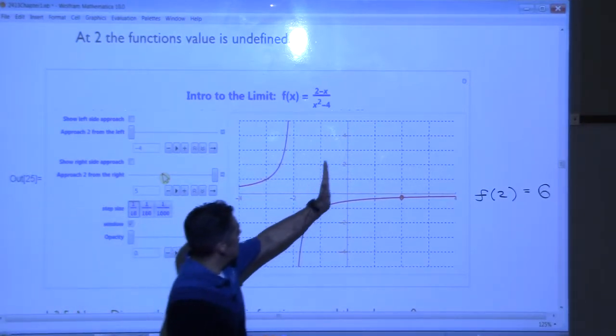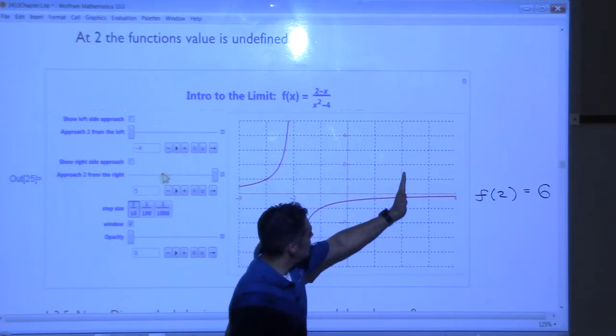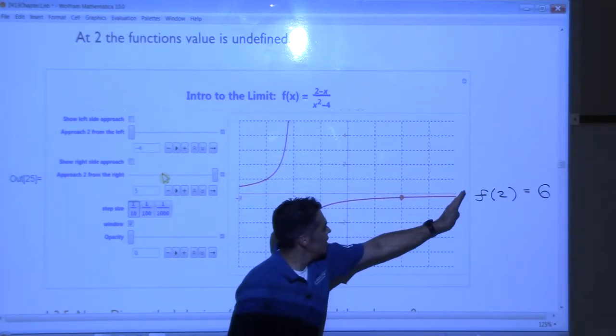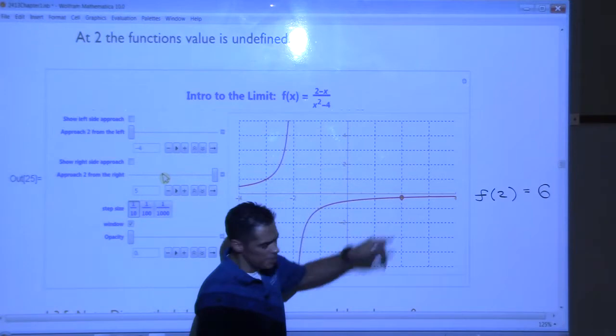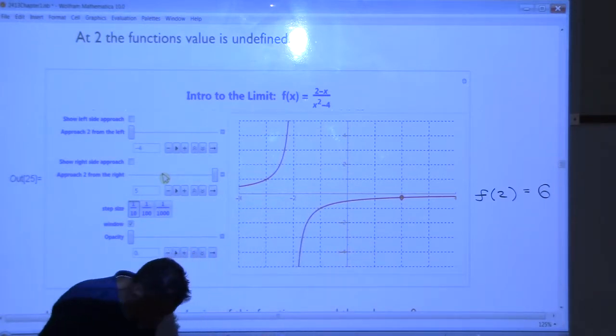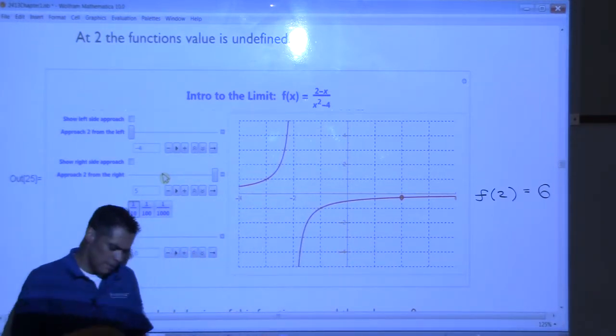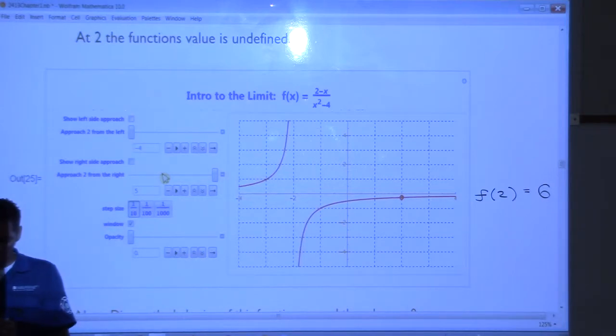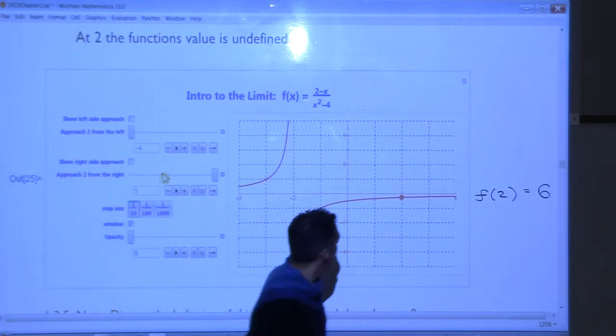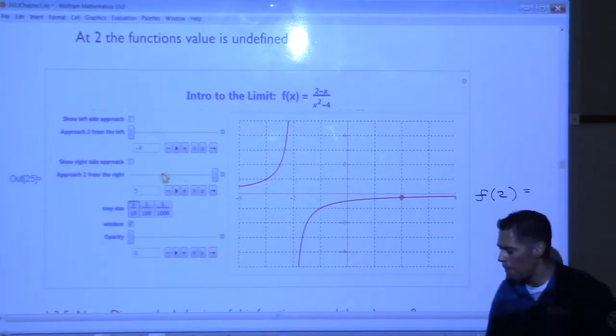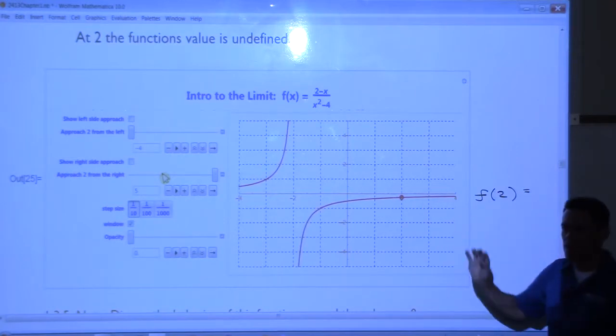So this is x is 0, this is x is 1, this is x is 2, 3, and 4. So this is x is 2. You get the algebra question. What's happening at 2? I'm asking you, go to 2 and tell me the value of the function.